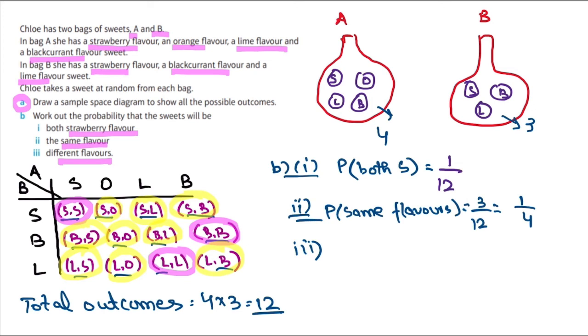So I'm going to write down that we are finding the probability of the different flavors. When we counted them, it's 9 out of 12. After simplification, you'll get 3 over 4. Or in other words, if a quarter of them is the same flavors, the remaining fraction would be 3/4, which would also represent the different flavors. So either way you do it, both ways are correct.